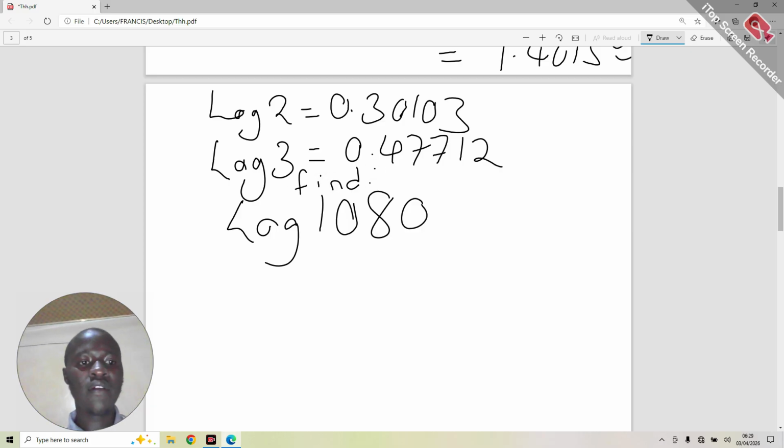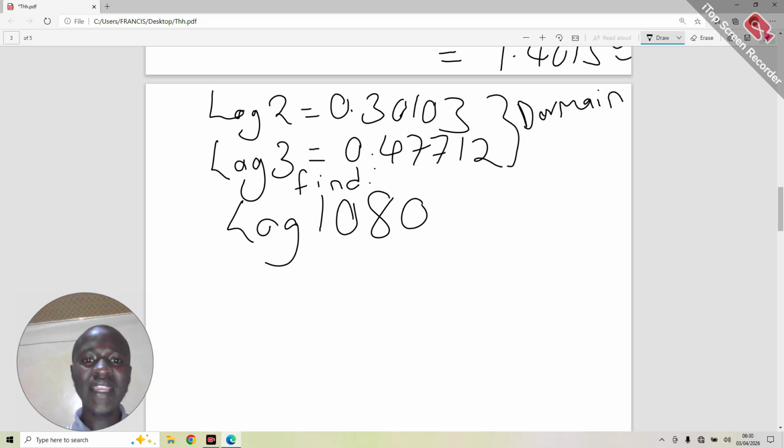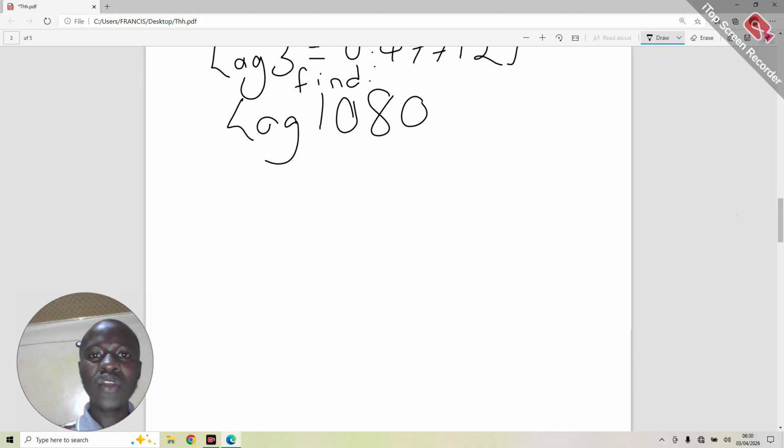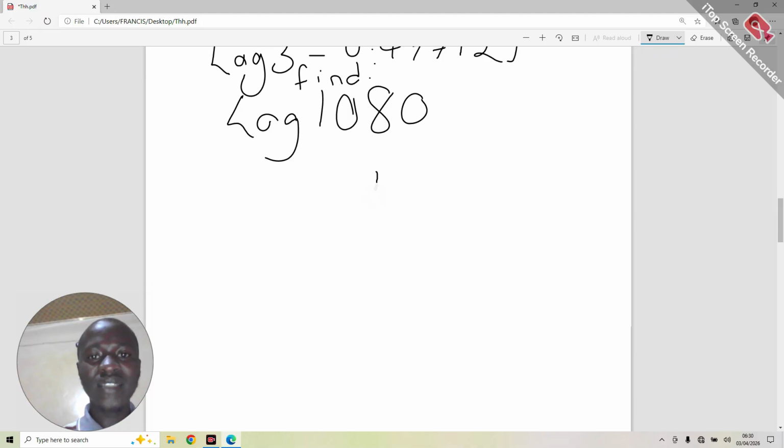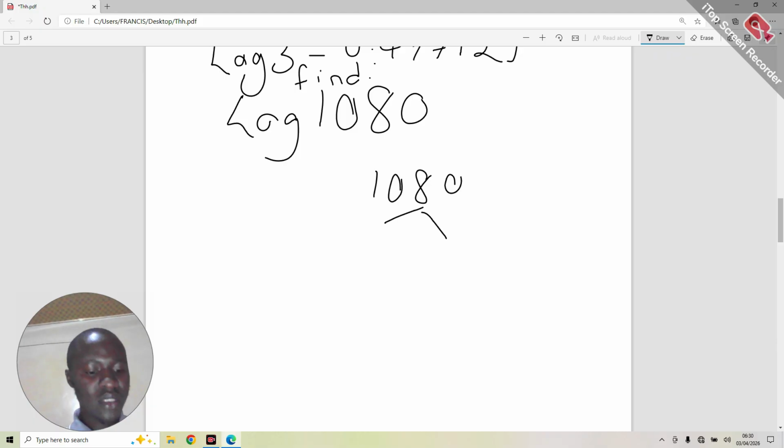Find the value of log 1080. Now remember, this is our domain, and our domain is directing us that when you're breaking 1080, there must be 2 and 3. Only those two values and nothing else. So you will factorize 1080.